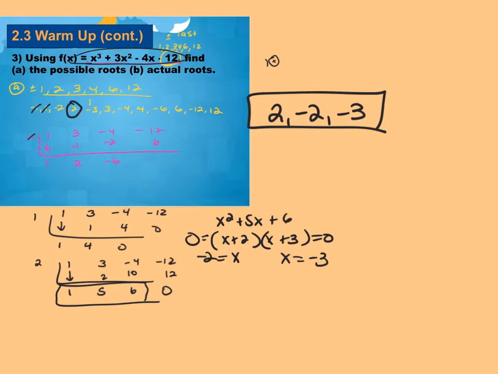So A is all your possibles, which was all this stuff here, and B is the actual roots.